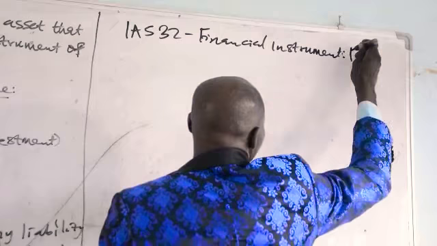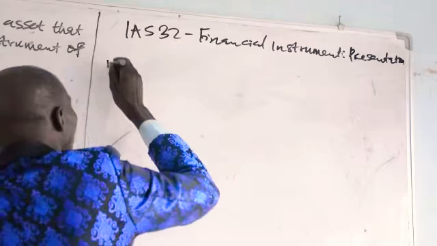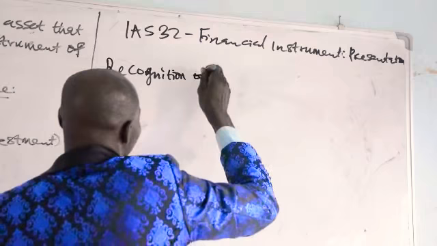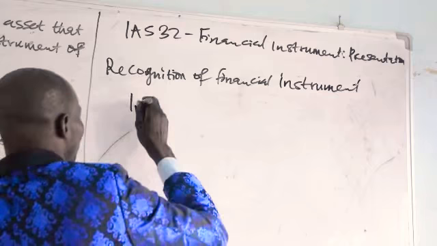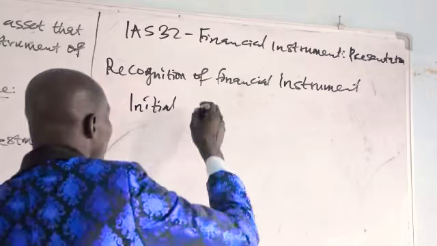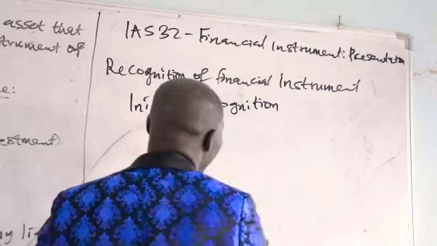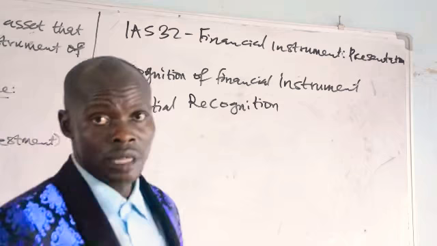So, then we want to talk about recognition. Recognition of financial instruments. Initial recognition, that is the first time you want to recognize that financial instrument. So how should it be recognized? Initially, financial instruments should be recognized at fair value, the fair value of that instrument. So you recognize it at fair value.